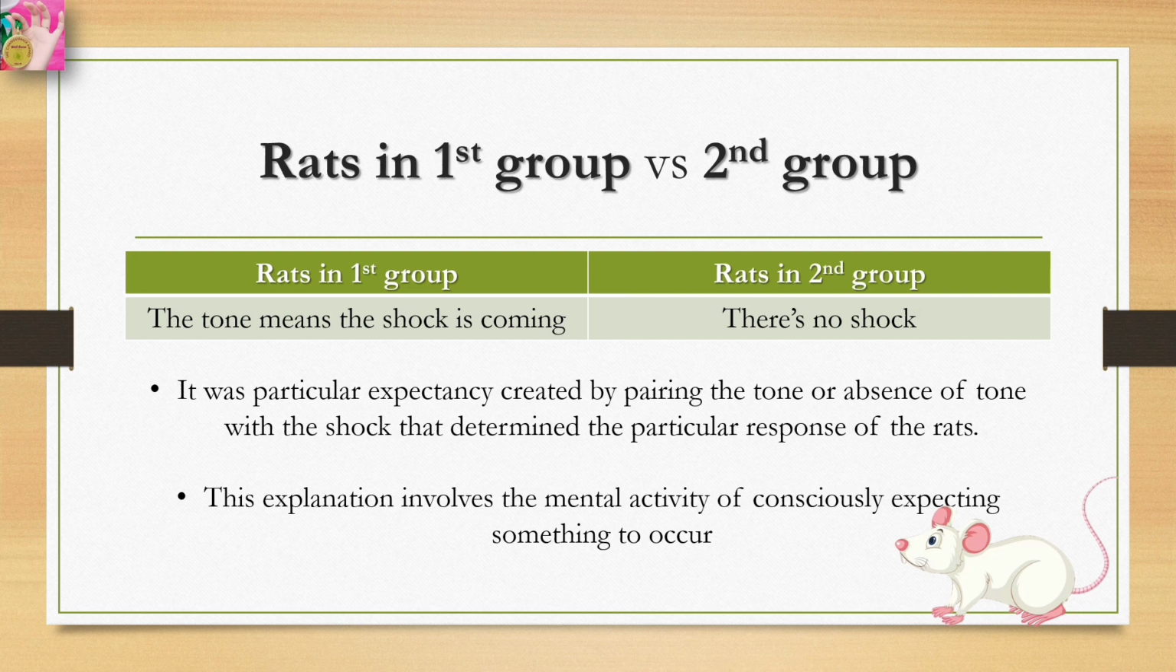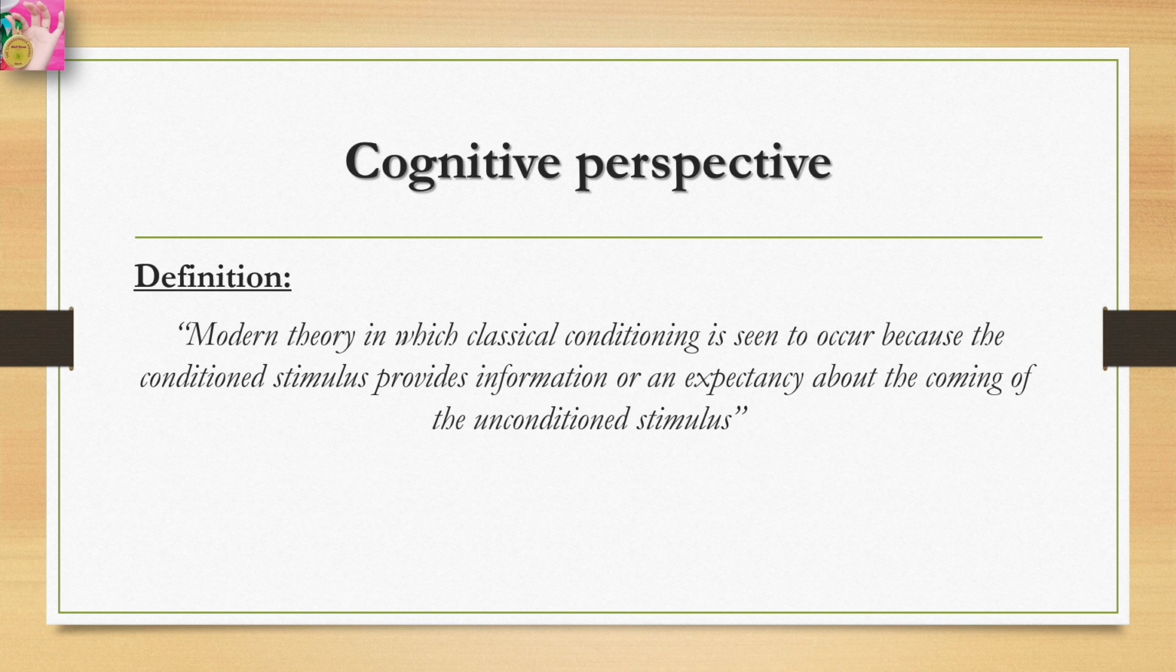Because this explanation involves the mental activity of consciously expecting something to occur, it is an example of an explanation for classical conditioning called the cognitive perspective. So what actually is the cognitive perspective? It is a modern theory in which classical conditioning is seen to occur because the conditioned stimulus provides information or an expectancy about the coming of the unconditioned stimulus.